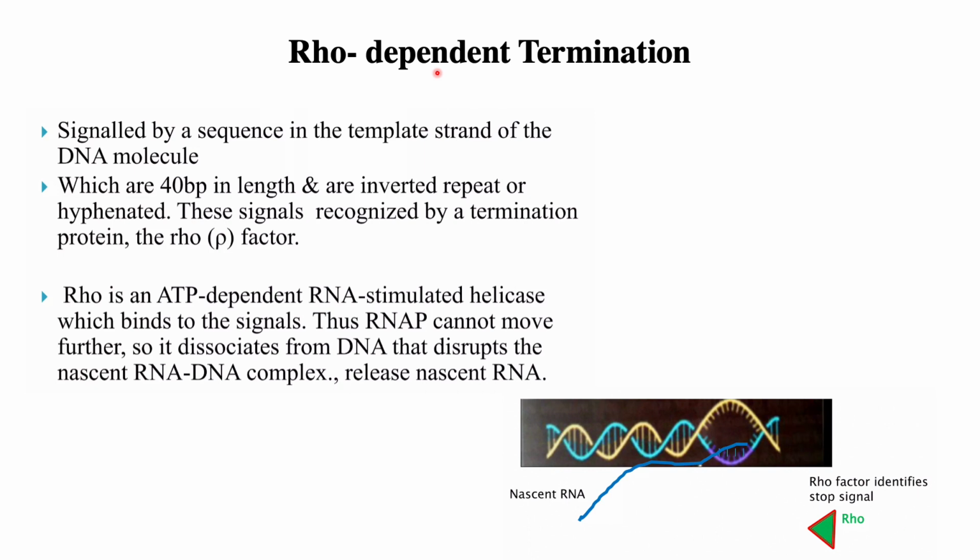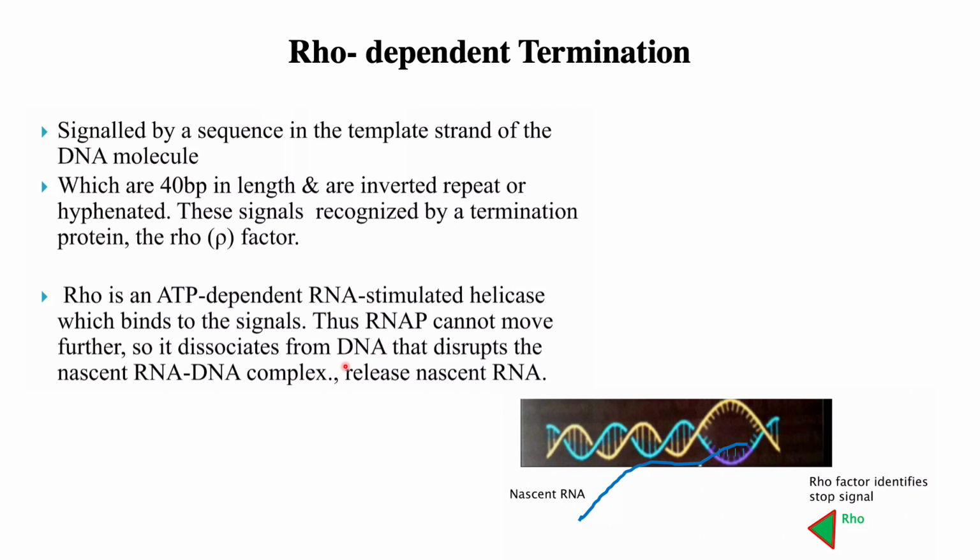So let's look at the first type of termination, called Rho dependent termination. This is signaled by a sequence in the template strand of the DNA molecule called the transcription stop signal. This sequence is 40 bases in length, and it constitutes inverted repeats. We'll just look at what this means in the next slide. These inverted repeats are recognized by another protein called a termination protein, or the Rho factor. Rho is ATP dependent, that is, it depends on ATP, and it's an RNA stimulated helicase which binds to the signals.